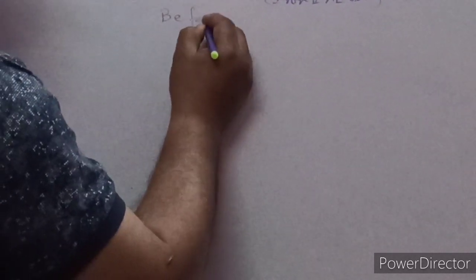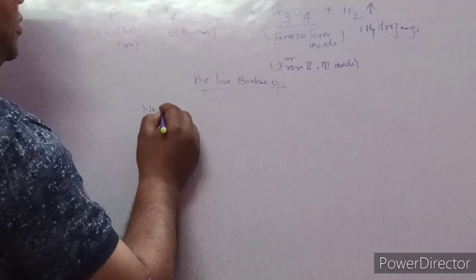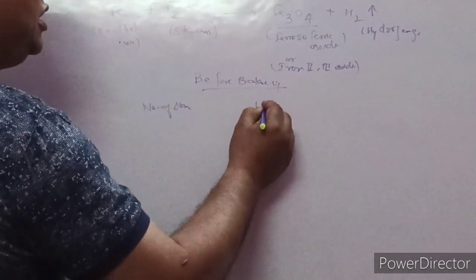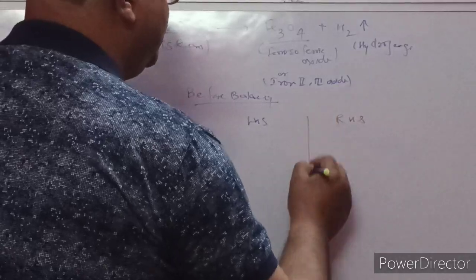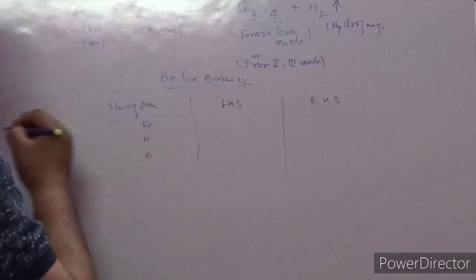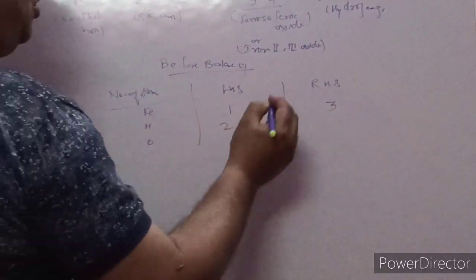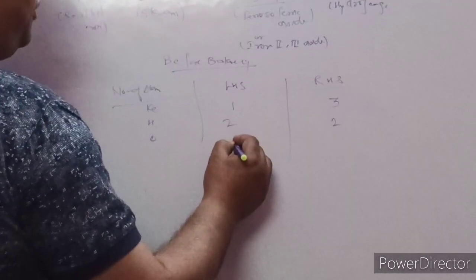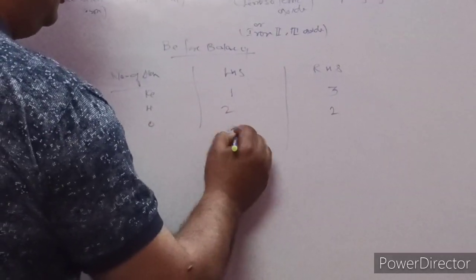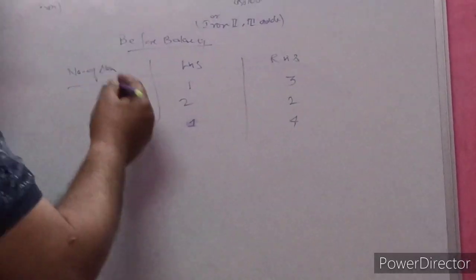The liberation of hydrogen gas is shown by an arrow pointing upwards. Now, how to balance it? Before balancing, let's count the number of atoms on the LHS and RHS. Iron, hydrogen and oxygen are present. Iron is 1 here and 3 on the RHS. Hydrogen is 2, and hydrogen is also 2. Oxygen is 1 here, and on the RHS oxygen is 4. So it is not balanced. It is an unbalanced equation.